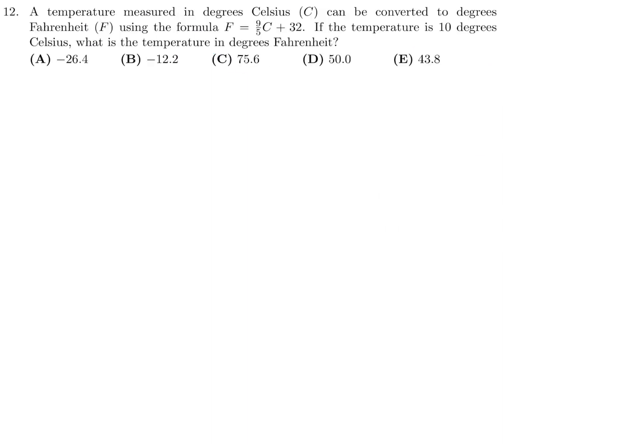A temperature measured in Celsius can be converted to degrees Fahrenheit using the formula F is equal to 9 over 5 C plus 32. If the temperature is 10 degrees Celsius, what is the temperature in Fahrenheit?